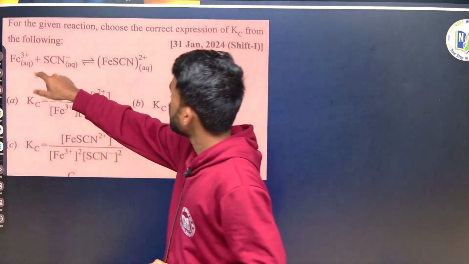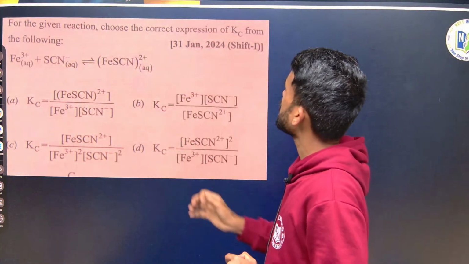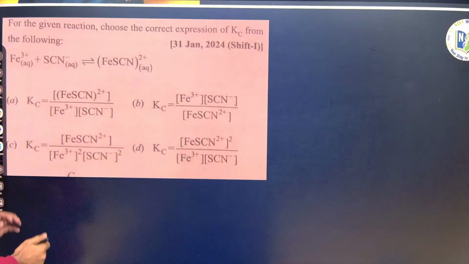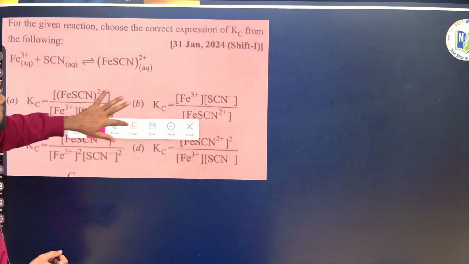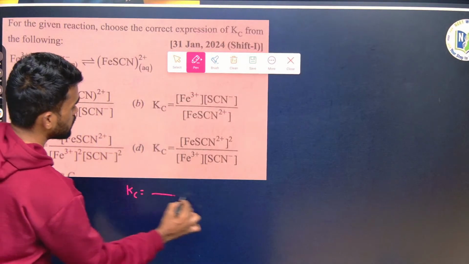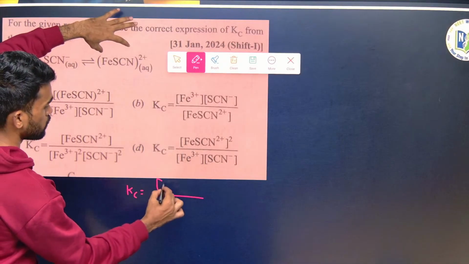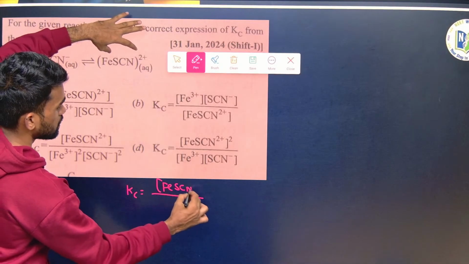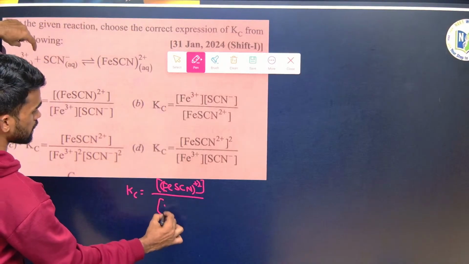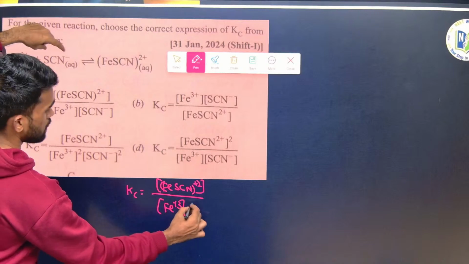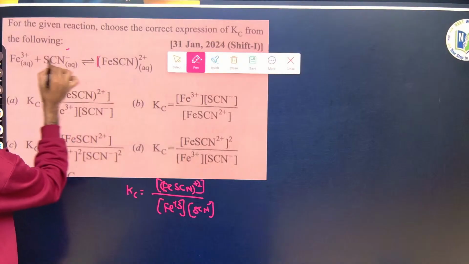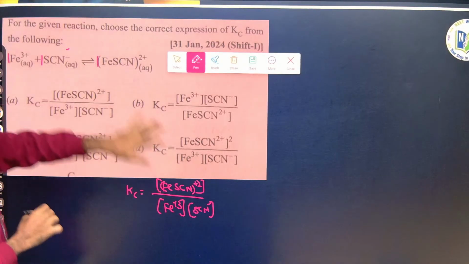See, they have given for the given reaction, choose the correct expression for Kc. So how are you going to answer this? Kc means concentration of products by concentration of reactants. That's it, very simple. So Kc means what you should write? Concentration of this ion, FeSCN plus 2, by the reactants here, Fe plus 3 and SCN minus. For all of these the stoichiometric coefficients are 1 only, so you will get something like this.